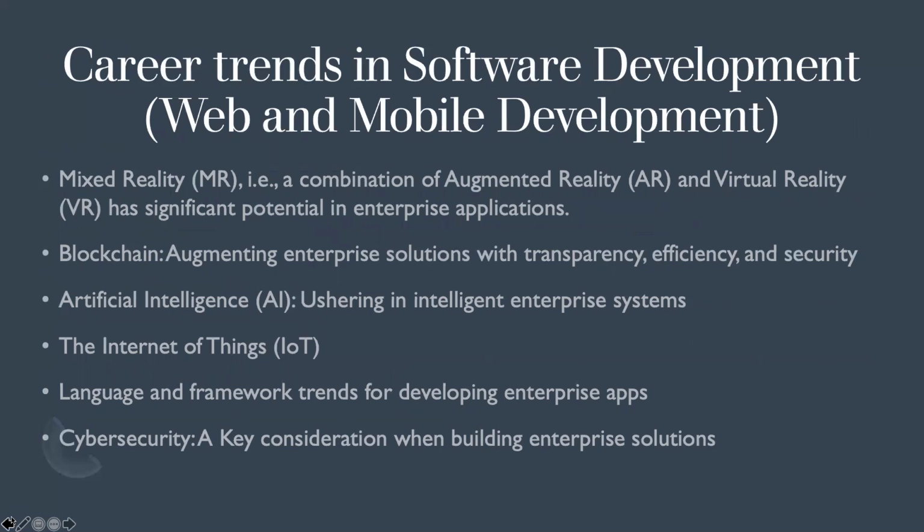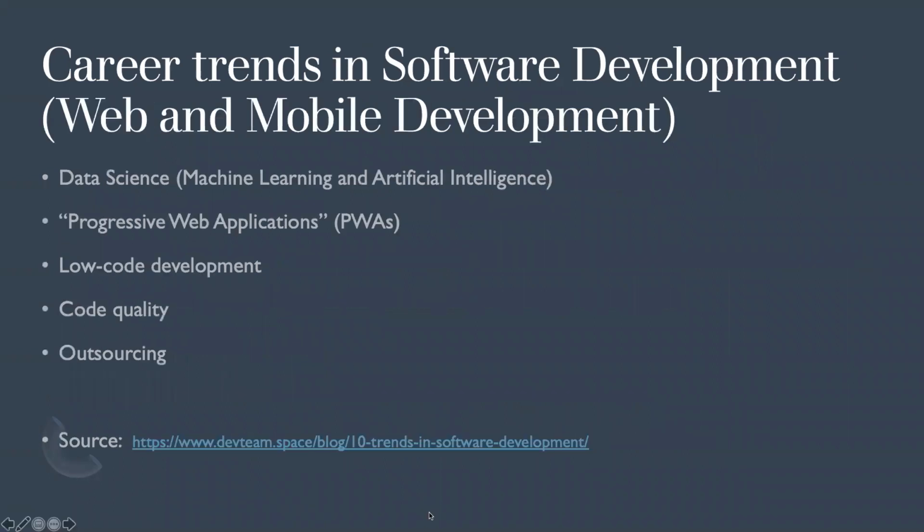And of course, I articulated them here. Okay, so career trends in software development, okay, talk about IoT, talk about cybersecurity, talk about languages and frameworks, blockchain, mixed reality, which we call MR, and the combination or augmentation of those. Okay, and then data science, big time, artificial intelligence and machine learning, okay? Those really get into what we've been talking about, some of the languages, the progressive web application, the low code development, the code quality and outsourcing, okay?